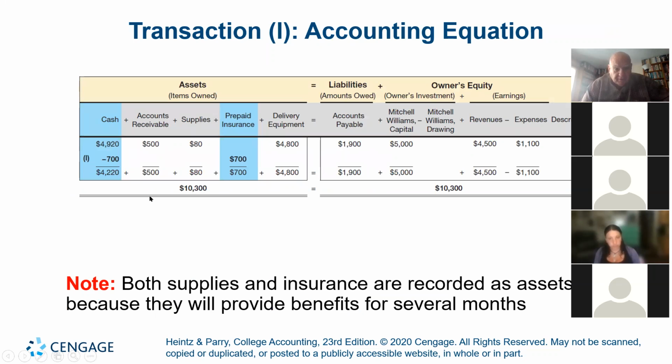So what happened here? Another exchange of assets. Prepaid insurance went up, cash went down. Notice now we've developed different kinds of assets. We started with just cash. Now we have accounts receivable. Customers owe us money. We have $80 of supplies that we bought, but we're not going to use for a while. Same thing with the insurance. We're not going to use that just yet.